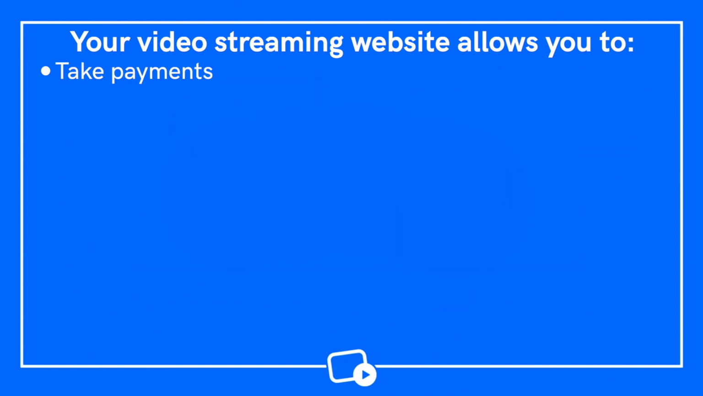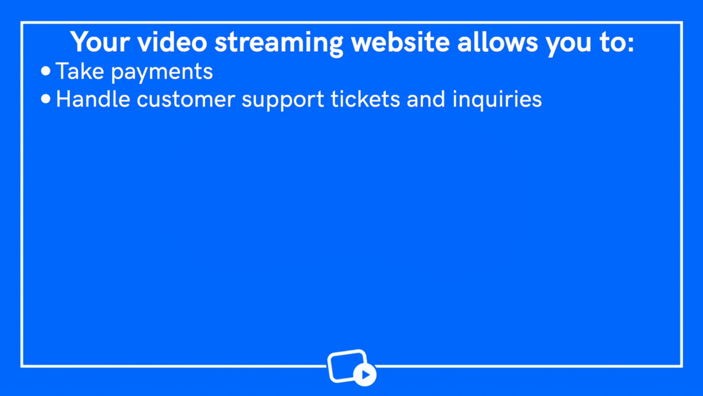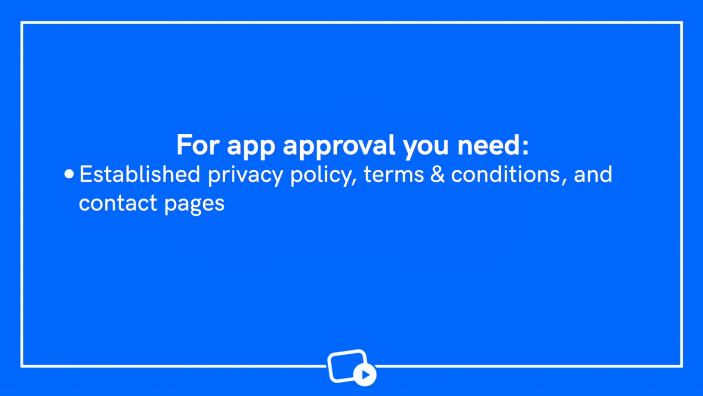Store rules, take payments, handle customer support tickets and inquiries, and develop your SEO presence because people will always Google a brand they're unfamiliar with, and having your website at the top of those search results is super important. Additionally, in order to have your OTT apps approved by any of the app stores like Apple, Google, Roku, or Amazon, they actually all require that you have a few things in place first, including an established privacy policy, terms and conditions, and contact pages, content uploaded to your app so they can judge what the app is about, and while a website isn't necessarily required, it makes all of this much easier.